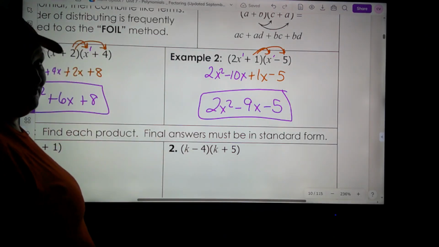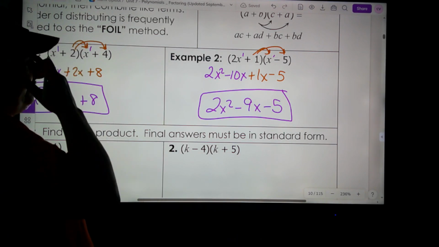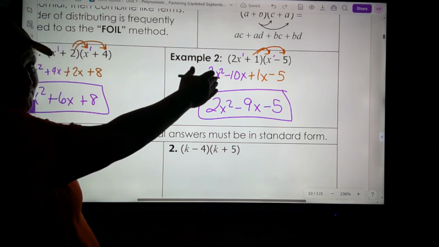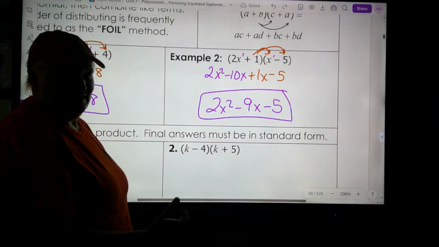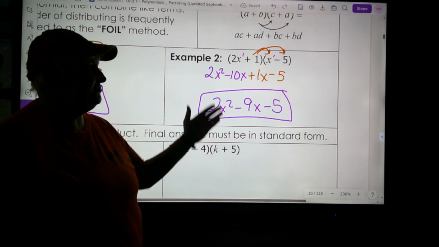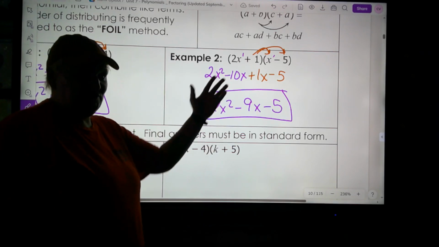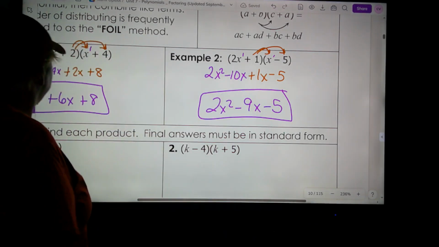Right? They're making it harder than it needs to be. And that's okay. That's what they do. Right? If you like the FOIL method, if you know the FOIL method, if it works for you, awesome. I'm just saying it's not necessary. If you have other ways of doing it, as long as you get from here to here in the same way, like if it makes sense, if you can explain to me the math that got you from here to here, we're good.